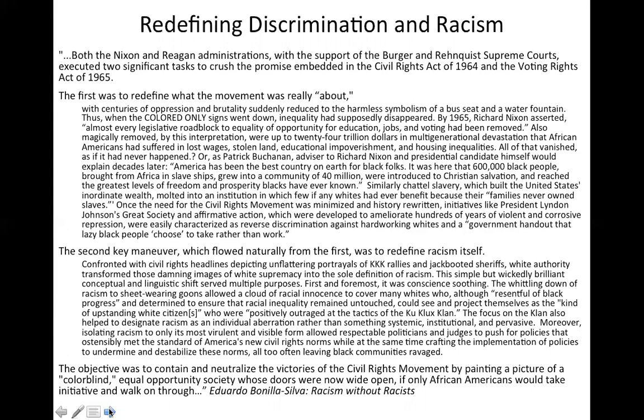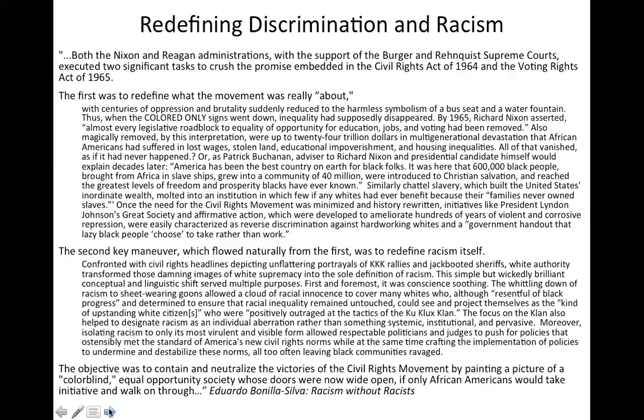Eduardo Bonilla-Silva writes, the first was to redefine what the movement was really about. With centuries of oppression and brutality suddenly reduced to the harmless symbolism of a bus seat and a water fountain. Thus, when the colored-only signs went down, inequality had supposedly disappeared. By 1965, Richard Nixon asserted almost every legislative roadblock to equality of opportunity for education, jobs, and voting had been removed. Also magically removed by this interpretation were up to $24 trillion in multi-generational devastation that African Americans had suffered in lost wages, stolen land, educational impoverishment, and housing inequalities. All of that vanished as if it had never happened.